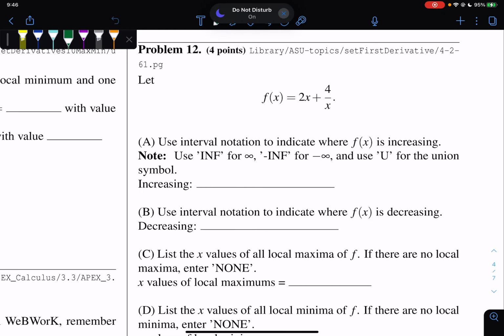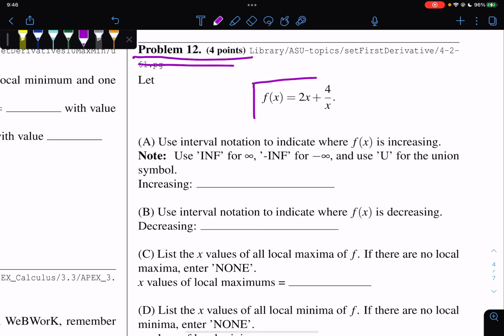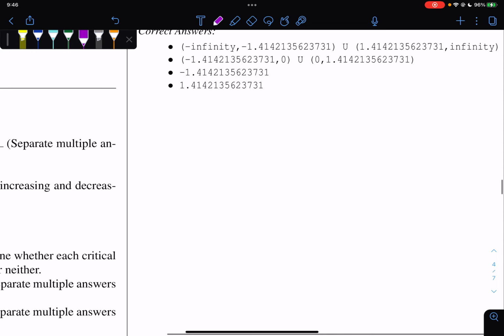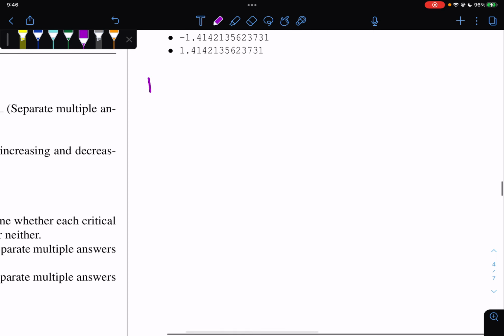We want to talk about problem number 12 in the homework, as several of you have asked me the question. Basically, we are looking for the intervals of increasing, decreasing, and local min, local max. So you are going to use the first derivative. My function is 2x plus 4 over x. So let's try to do the calculation here.